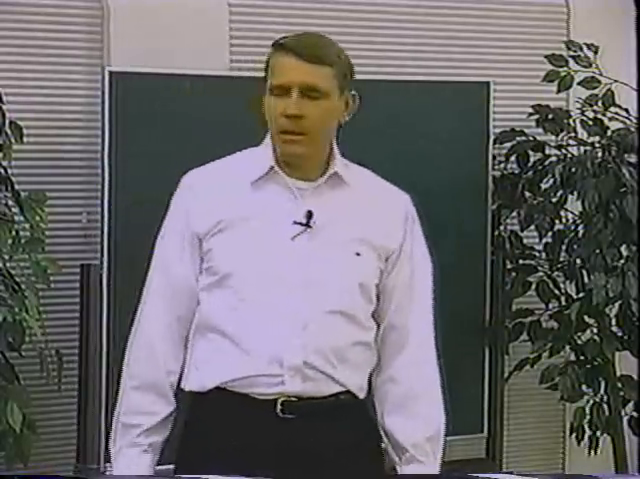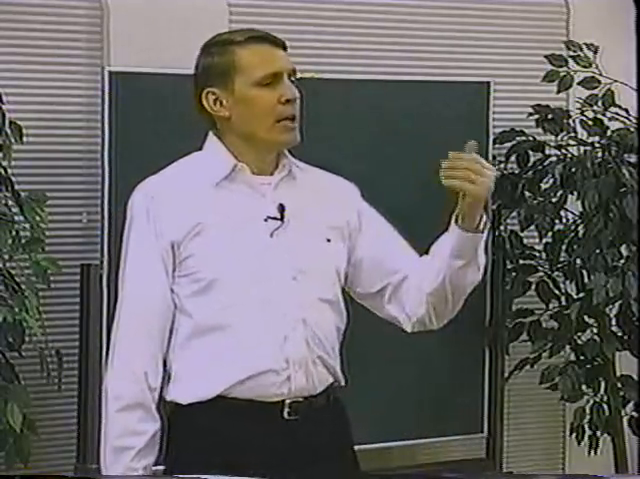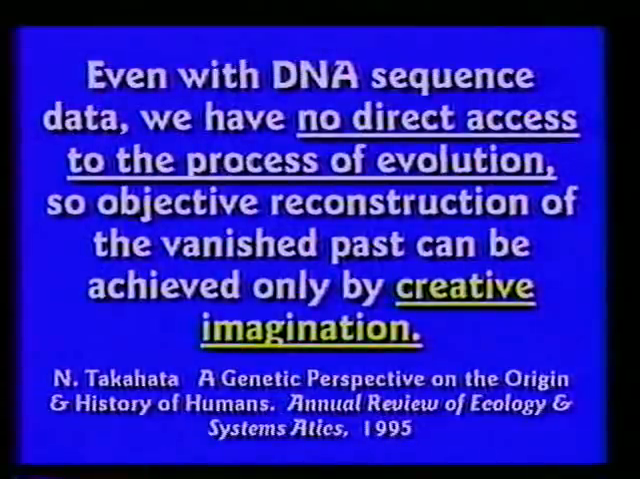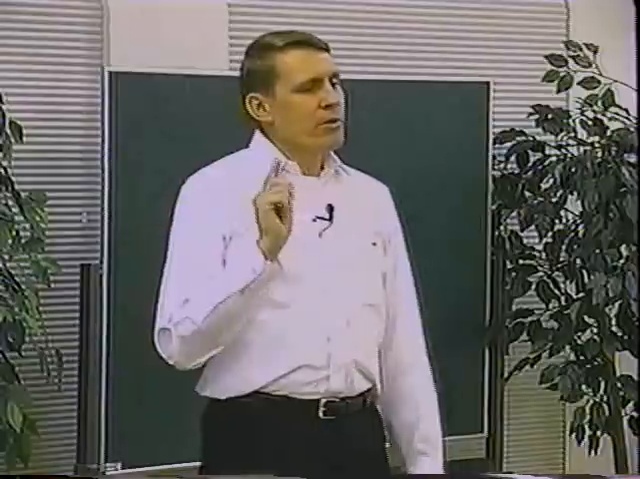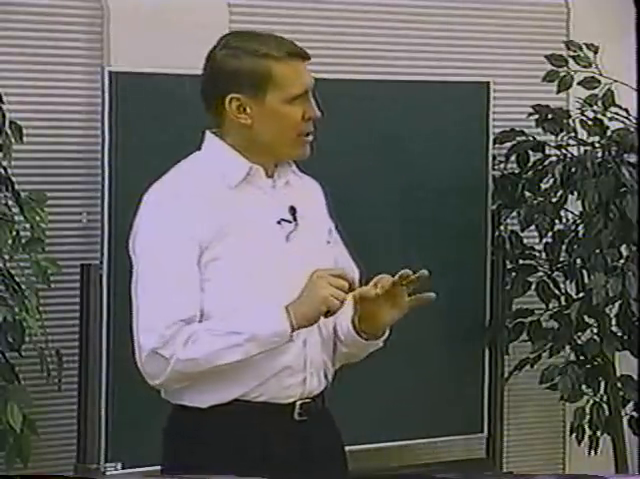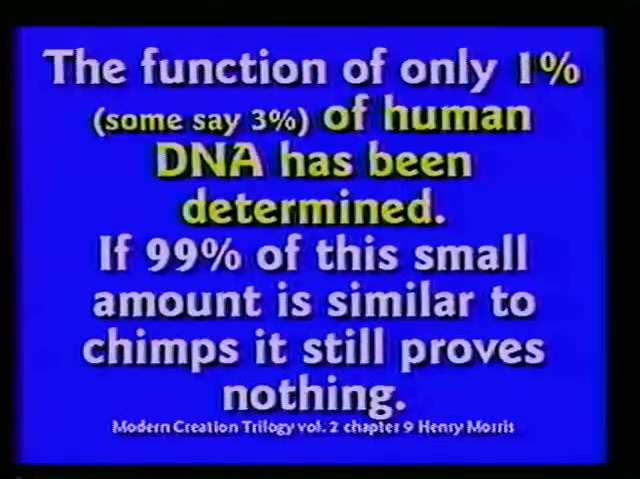DNA sequences. This fellow from the Annual Review of Ecology and Systematics says, even with DNA sequence, we have no direct access to the process of evolution. So objective reconstruction of the vanished past can be achieved only by creative imagination. You have to imagine some kind of relationship based upon the sequence. People have argued about what I'm about to say here, but about 1% of the human DNA has been determined. Others have said, no, the Human Genome Project, we've decoded the entire thing. Well, that's very deceitful to say that.